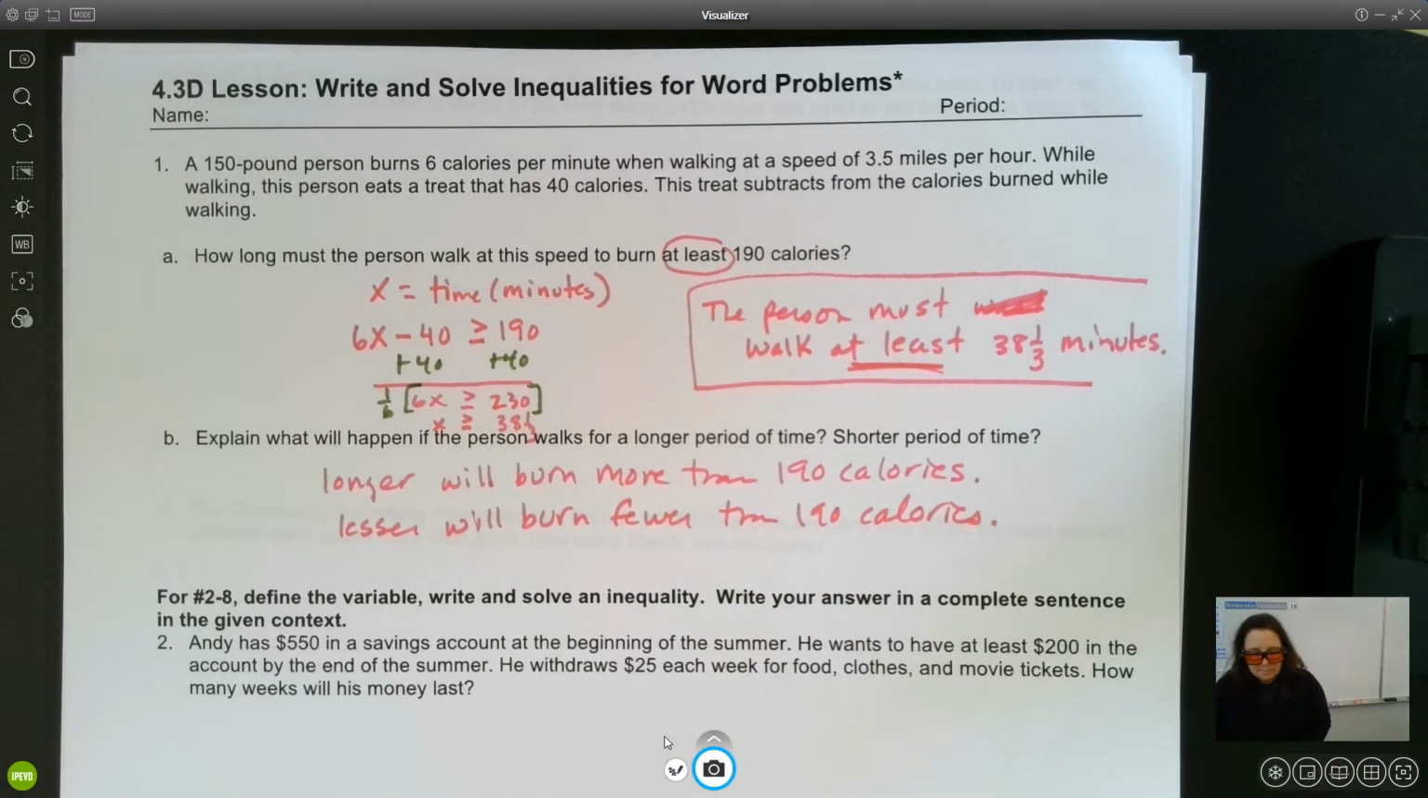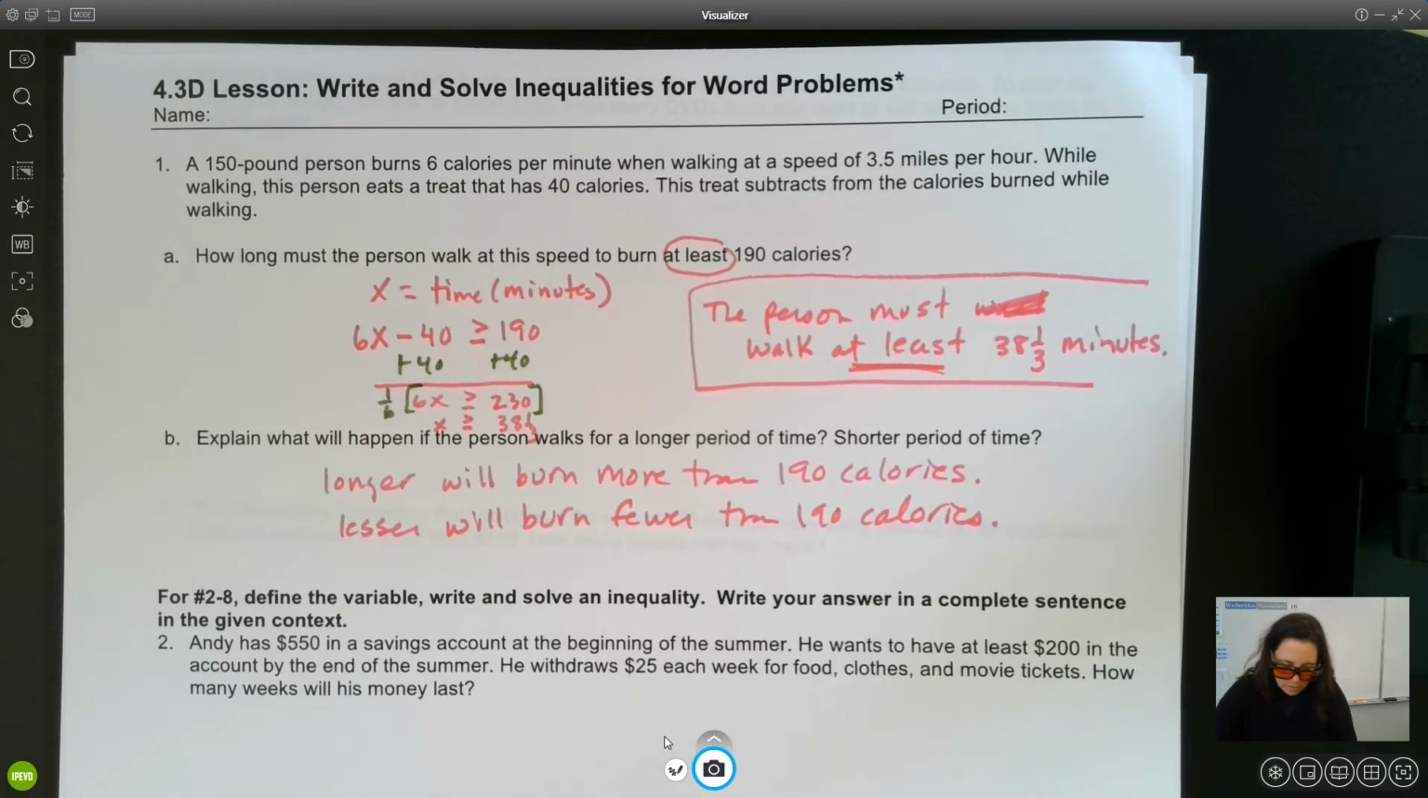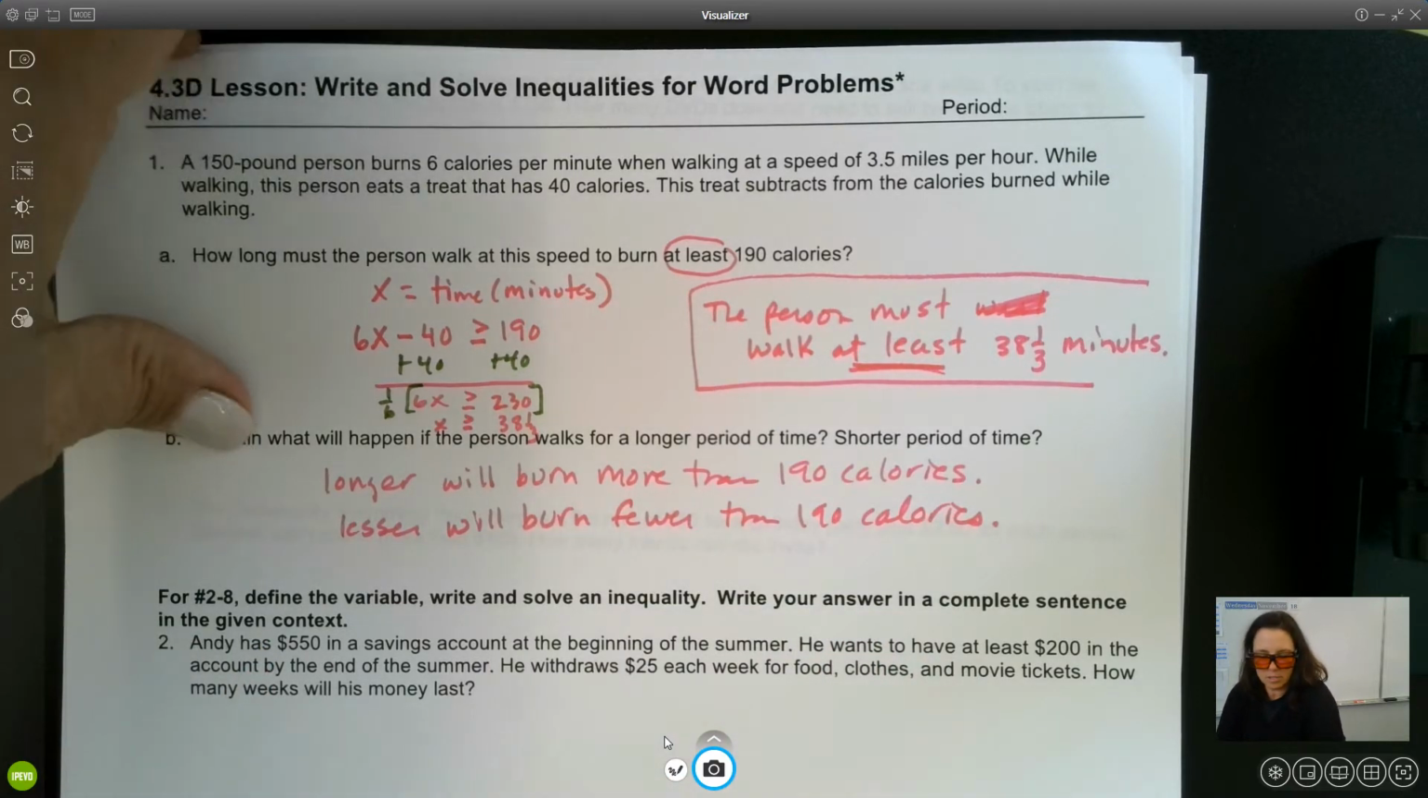For the remaining questions, I think we have 8 questions, yes. Define a variable, write and solve an inequality, and write your answer in a complete sentence in the given context.